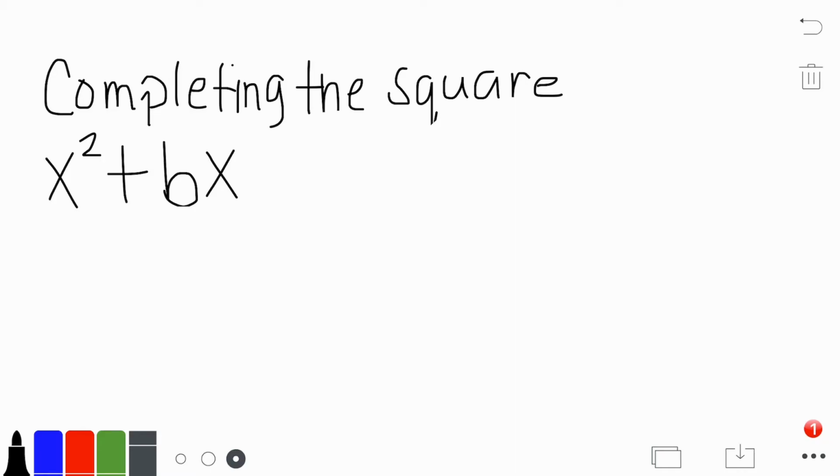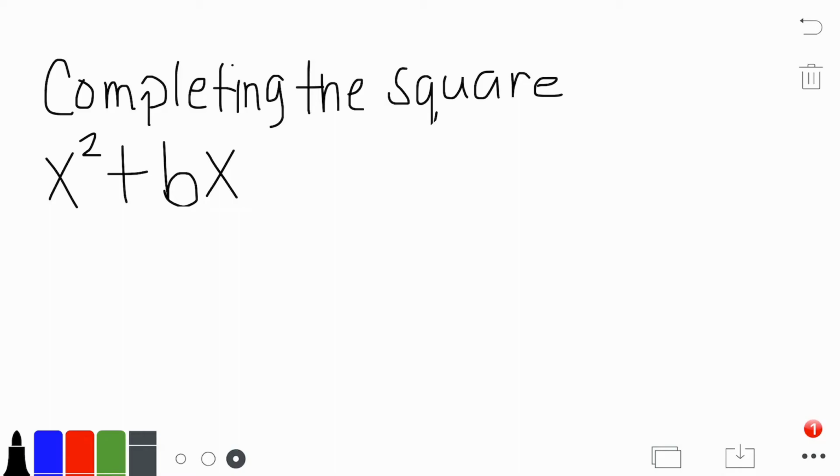Hello, welcome. Today's lesson is about completing the square. Sometimes there are quadratic expressions that cannot be factored. At times, they don't even model a square. What you can do is to apply completing the square to turn it into a perfect square trinomial.